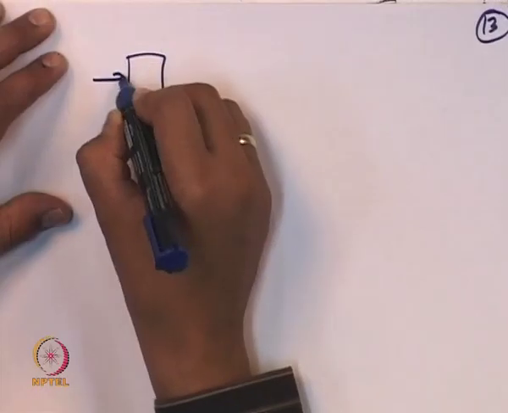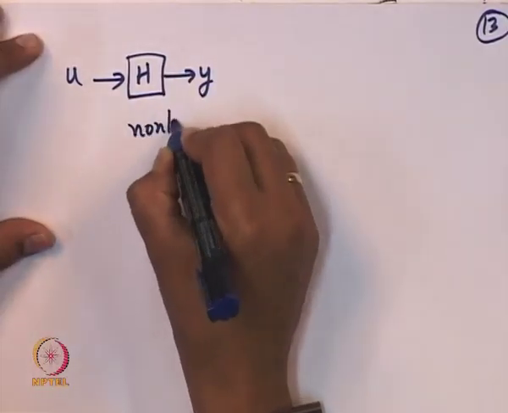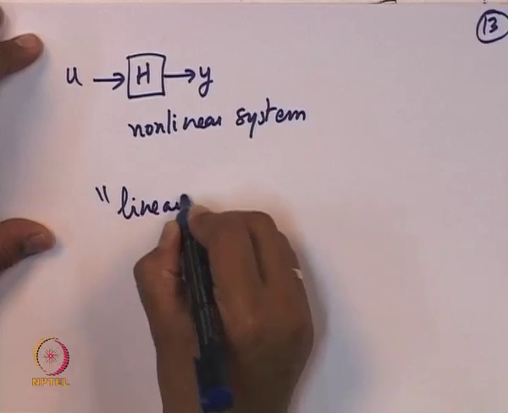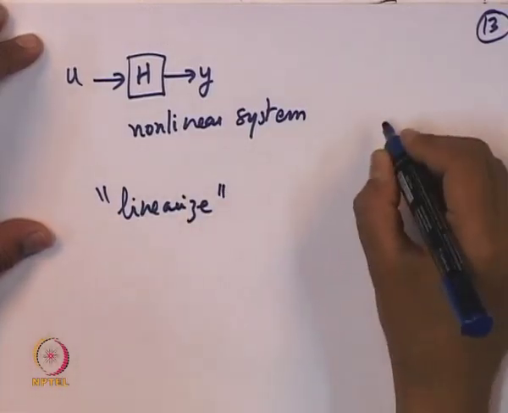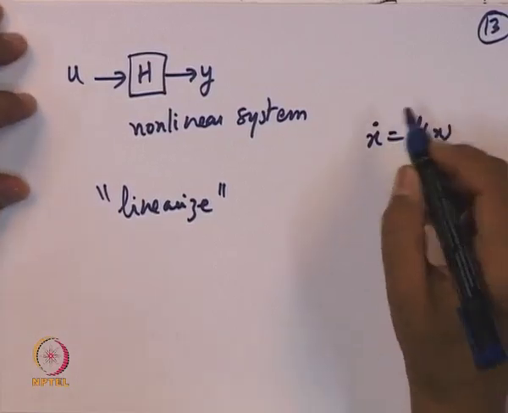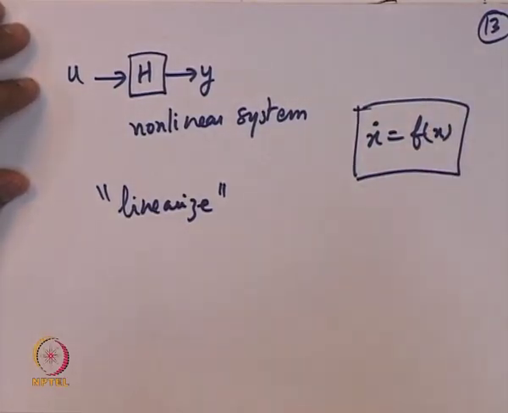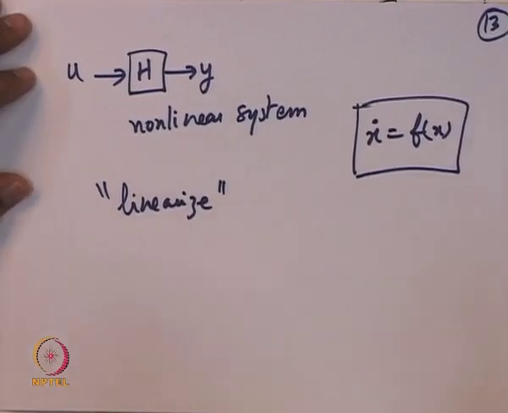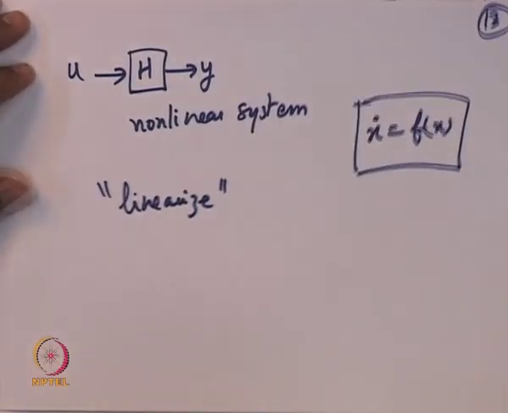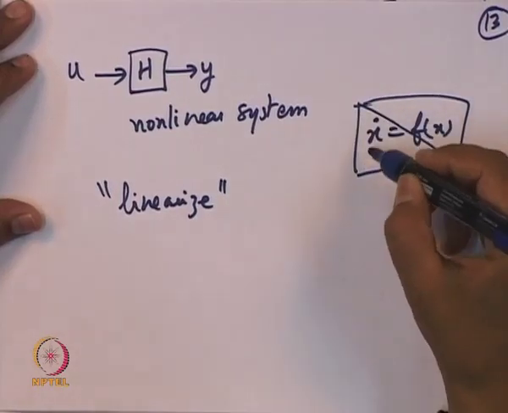So consider a system like this. We have a nonlinear system, and we are trying to linearize. We already saw a notion of linearizing a nonlinear differential equation, where we linearized once and drew conclusions about the stability of the equilibrium point, which can be utilized for concluding the stability properties of the equilibrium point of the original nonlinear system. That is not the linearization that we are talking about now.